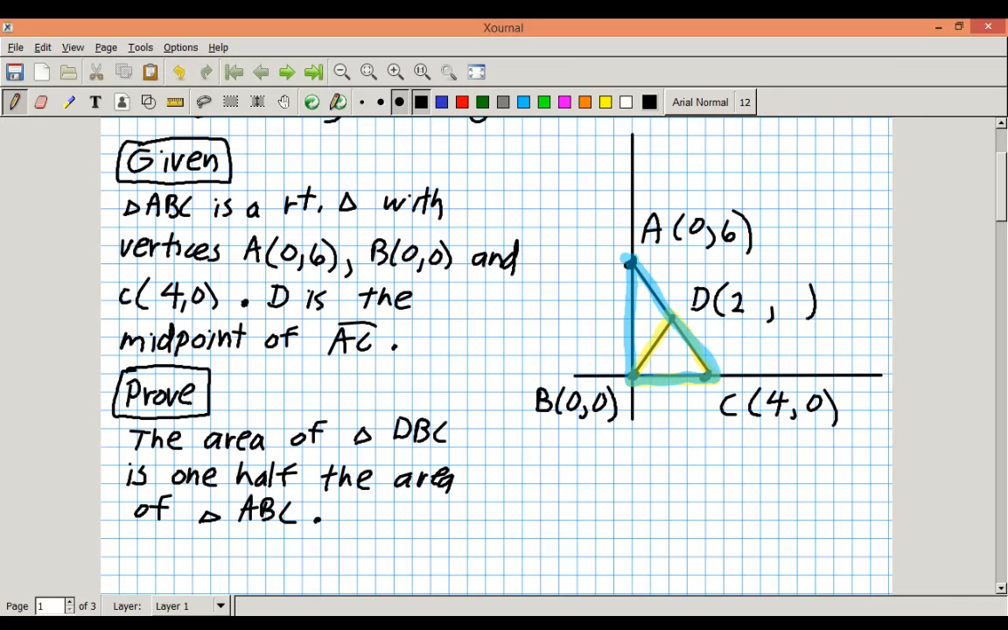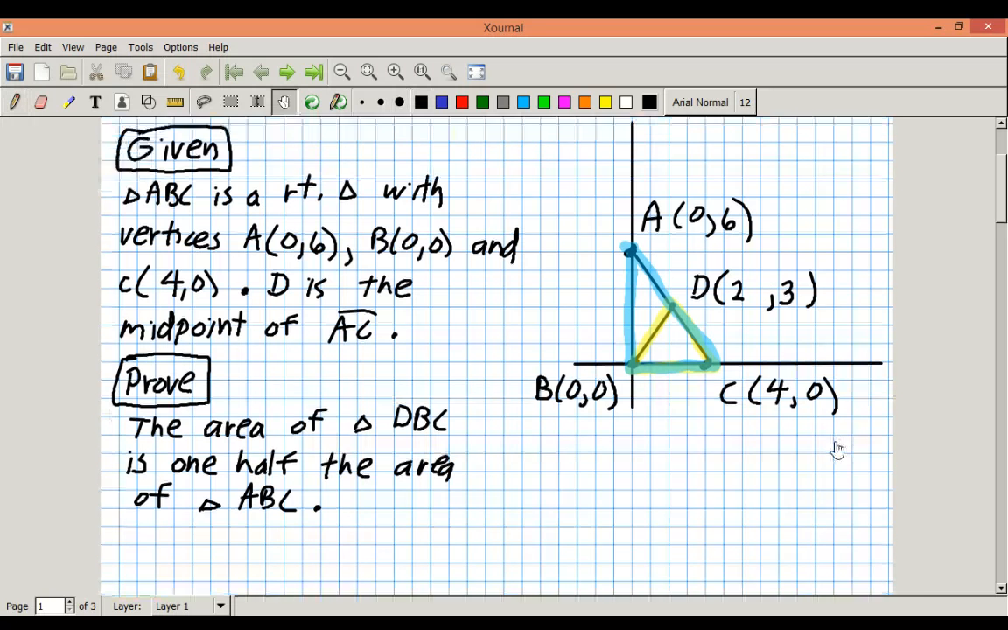And then we do the same thing for the y coordinates of points A and C. So we add those up. 6 plus 0 is 6. Divided by 2 is 3. So now we know the coordinates of the midpoint of segment AC, which is (2, 3). That's going to help us with our proof.